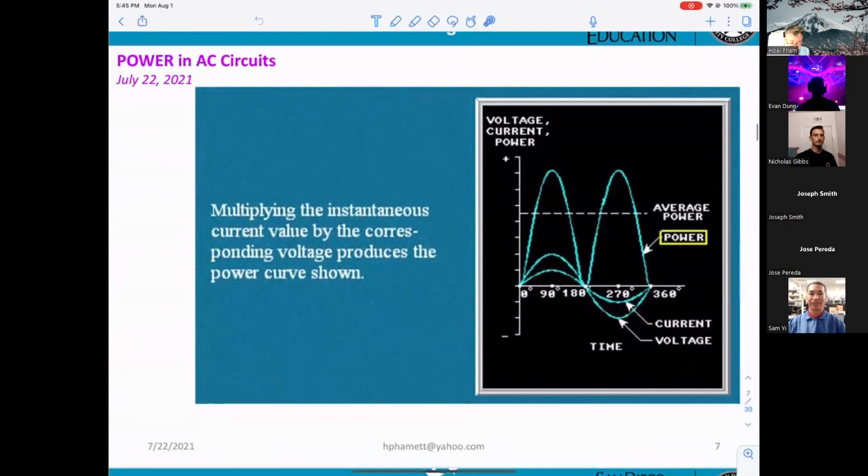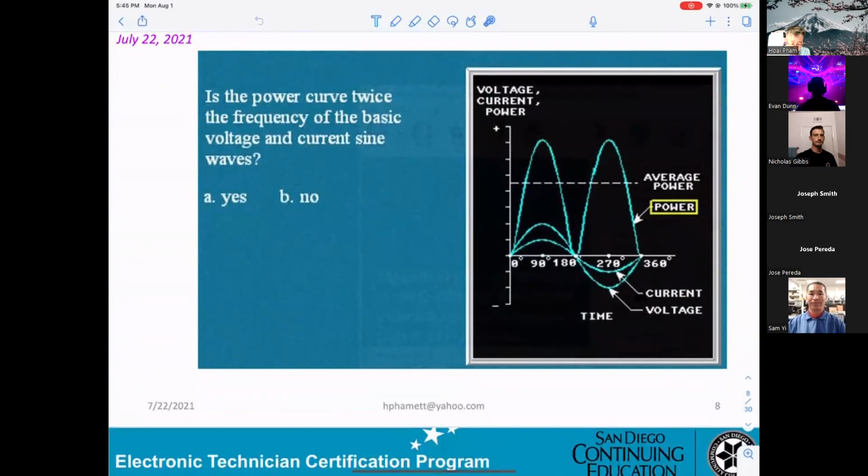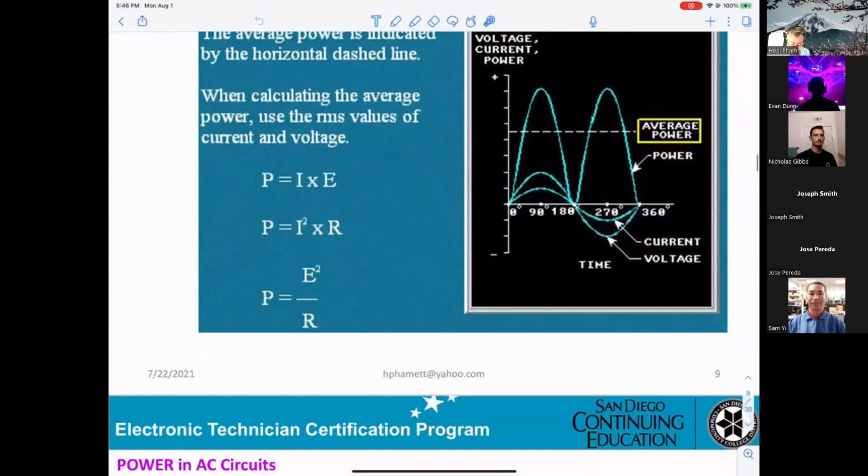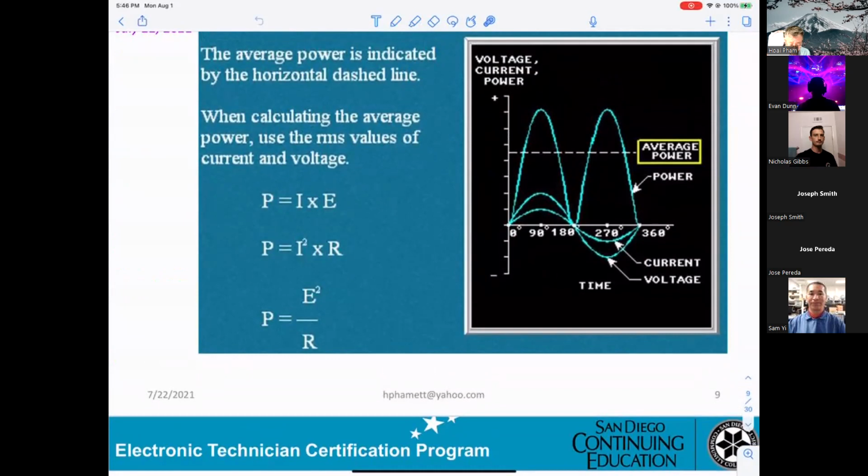Okay, multiplying the instantaneous current value by the corresponding voltage produces the power curve. So basically, current and voltage, you multiply them and that is the power. Okay, that is the power. The power curve is twice the frequency of the basic voltage and current sine waves. This is the average of the power, okay? The average power is indicated by the horizontal dotted line. That means the average right here.